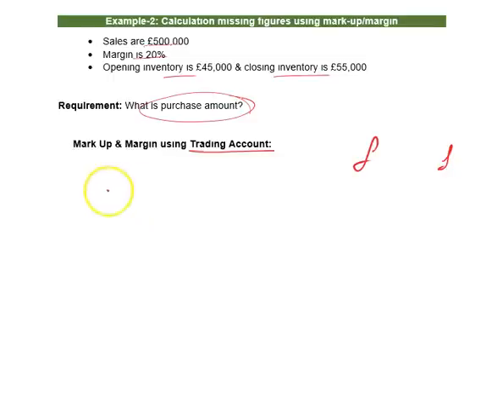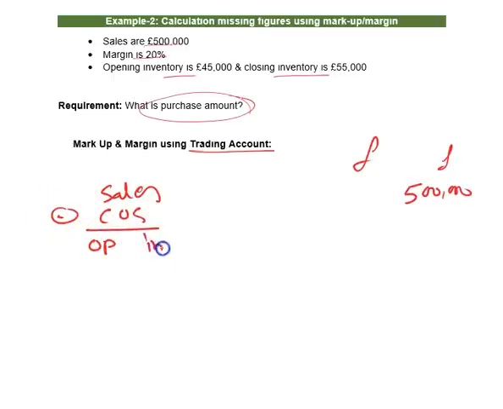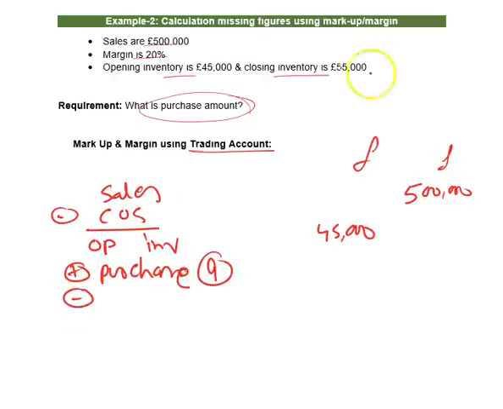A 2-column income statement. I'll start with sales. Our sales is 500,000. Less cost of sales. In the cost of sales, we start with opening inventory plus purchase. Opening inventory is 45,000, plus purchase figure is not given. That's what we're looking for. And what is given is closing inventory here, 55,000.